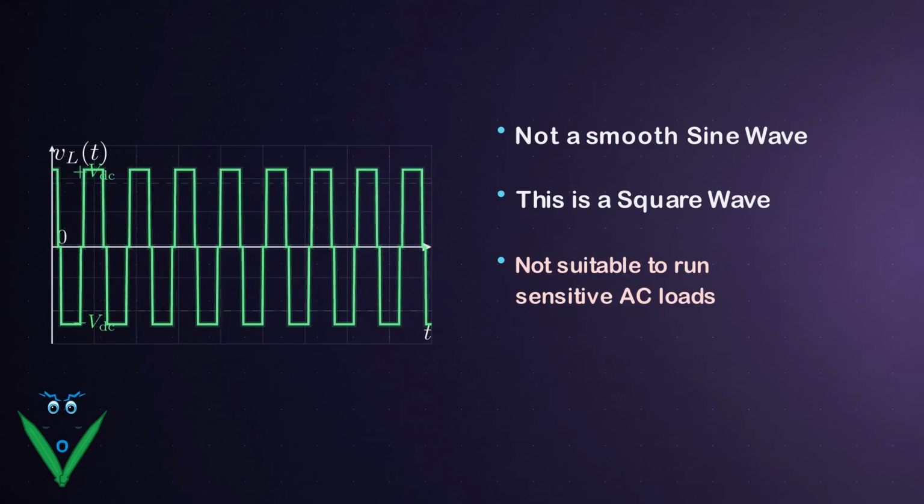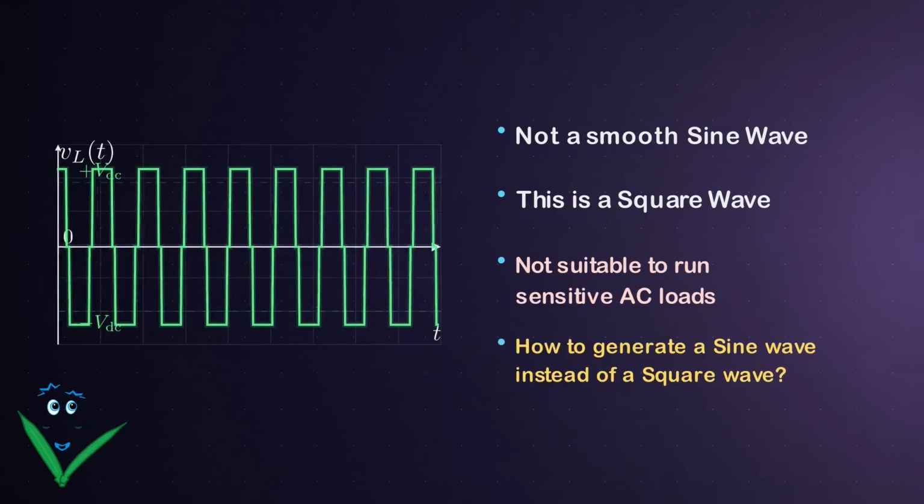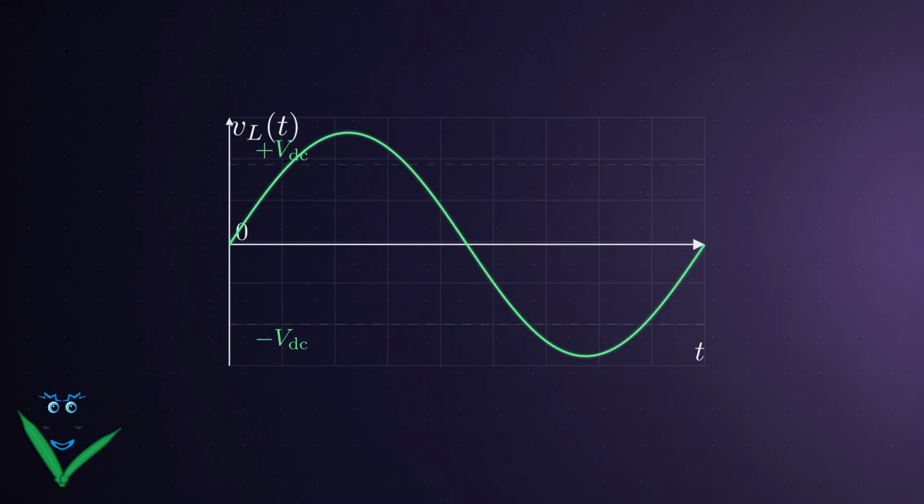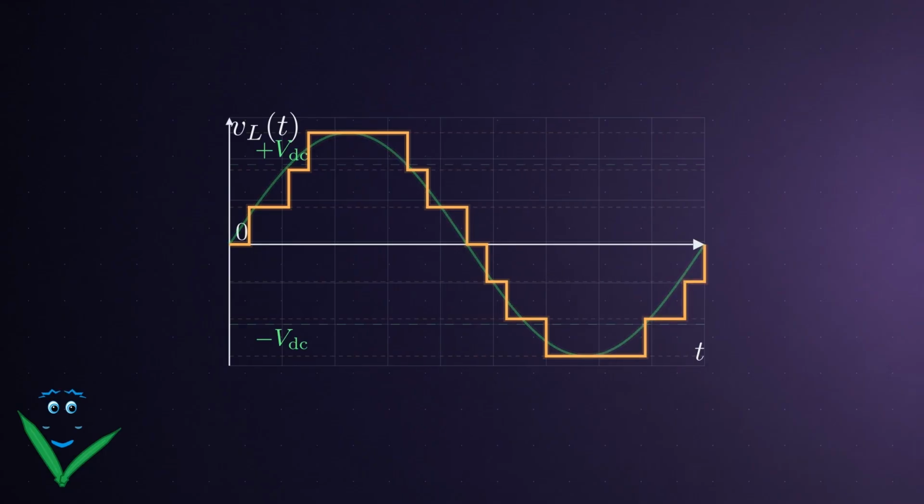What we really want is an output that closely resembles a sine wave. A sine wave changes gradually. It begins at 0, rises smoothly to a positive peak, returns to 0, falls to a negative peak, and then returns to 0 again. One possible way to approximate this shape is to generate several different voltage levels. Instead of switching directly between the full positive and full negative supply voltages, the inverter could produce a sequence of smaller voltage steps. With enough steps, the output begins to resemble a sine wave. This approach is used in multi-level inverters.